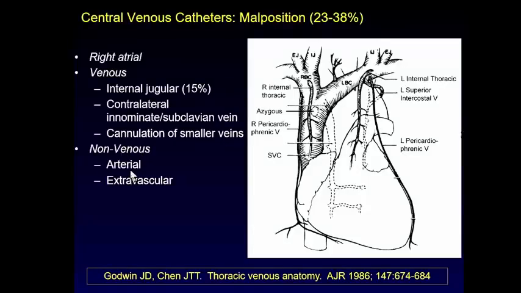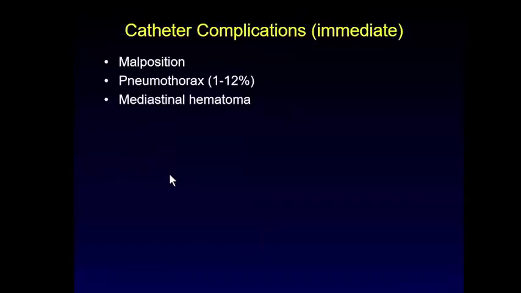Non-venous malpositions include arterial catheters, and these are identified by catheters that do not follow venous anatomy, but rather follow arterial anatomy, and we'll look at that. And then catheters that follow neither venous nor arterial anatomy may be extravascular and are often associated with a mediastinal hematoma. So when a clinician puts in a catheter, these are really the things they want to know.